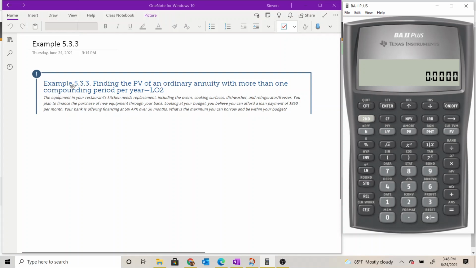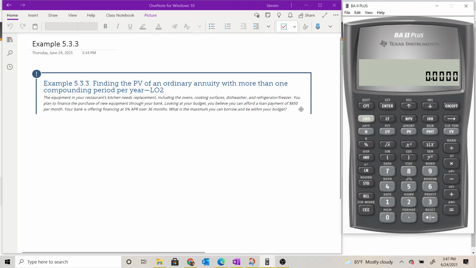Example 5.3.3. This one says, the equipment in your restaurant's kitchen needs replacement, including the ovens, cooking surfaces, dishwasher, refrigerator, and freezer. You plan to finance the purchase of new equipment through your bank. Looking at your budget, you believe you can afford a loan payment of $850 per month. Your bank is offering financing at 5% APR over 36 months. What is the maximum you can borrow and be within your budget?